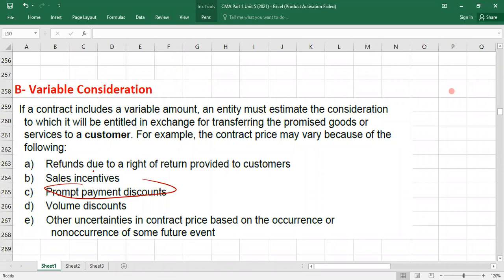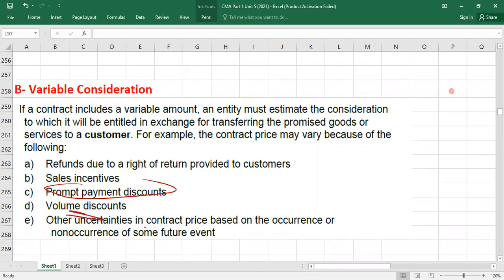It can also change my revenues, right or wrong? Depending upon whether the customer will take the discount or will not avail the discount. It is not under the control of the seller. Can I control you? Can I force you to take the discount? No. Even sales with rights of return, it's not under the control of the seller. He will return or not, it is not under the control of the seller.